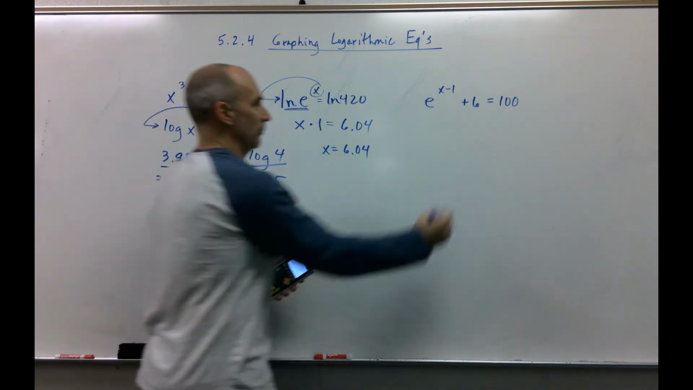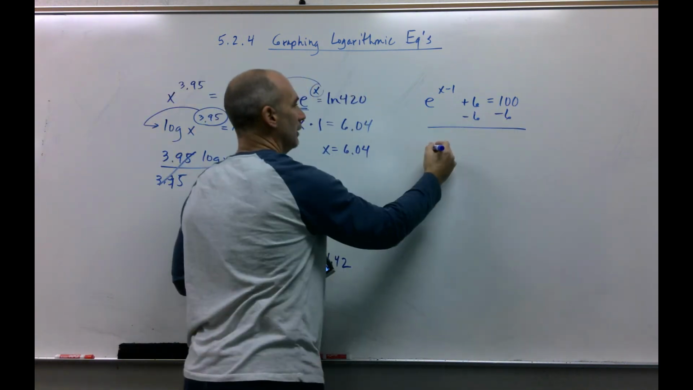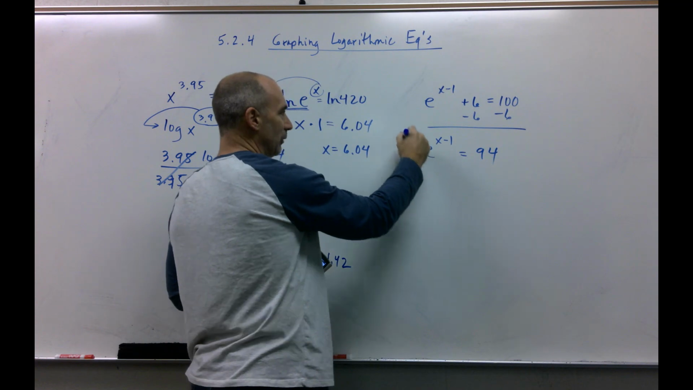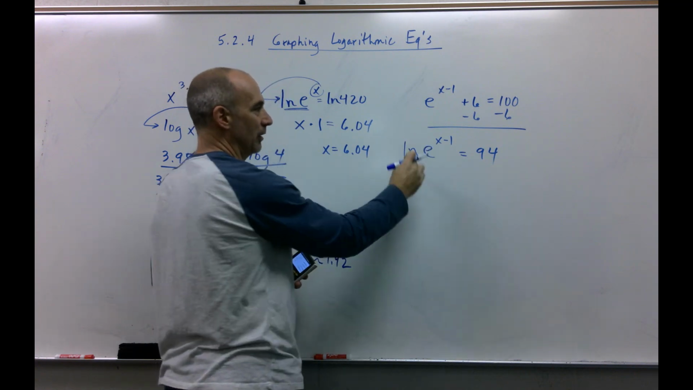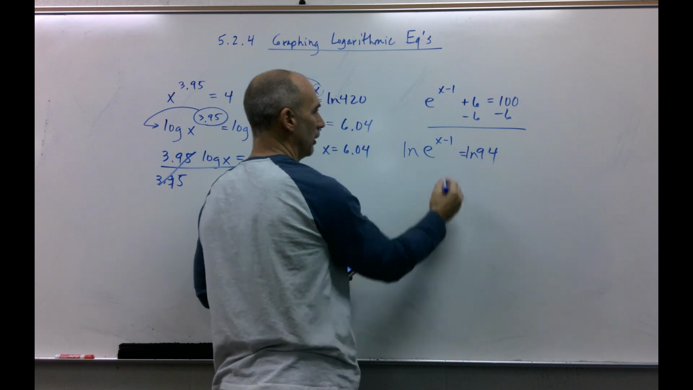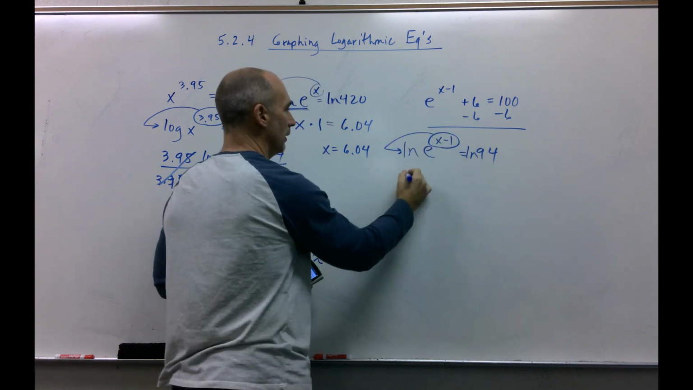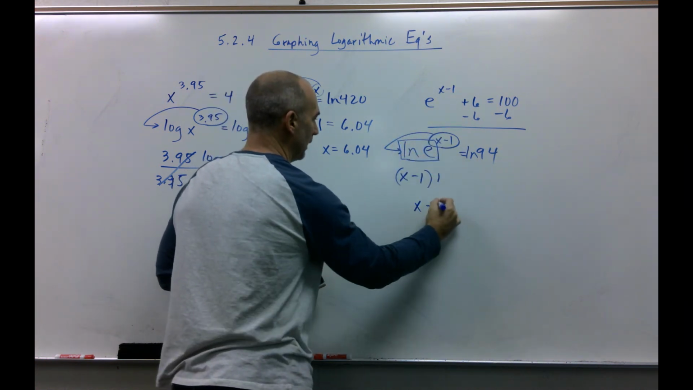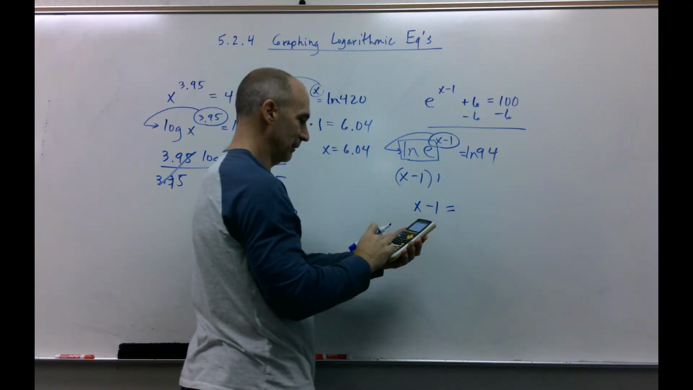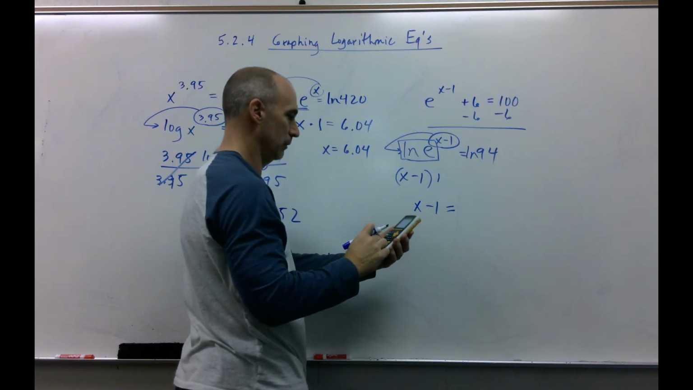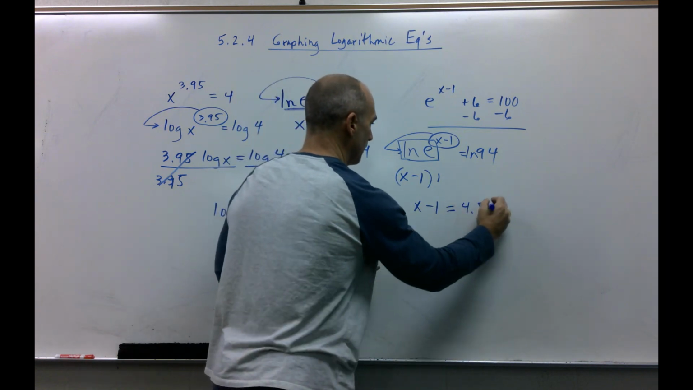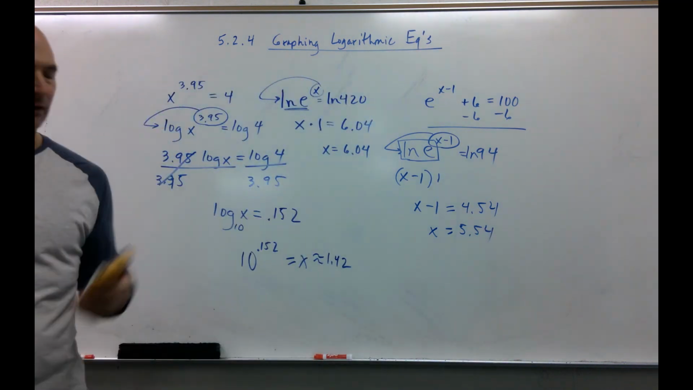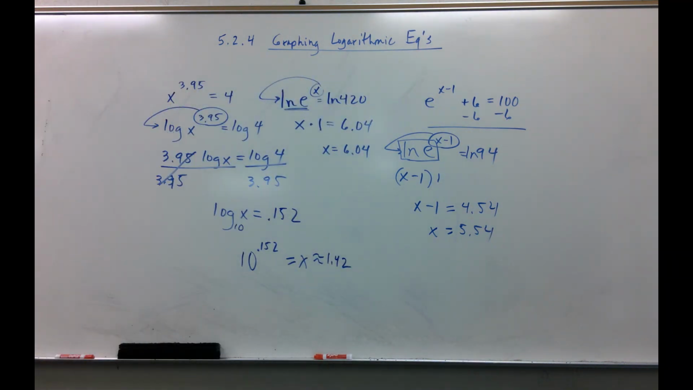How about this one? Subtract 6, subtract 6. e to the x minus 1 power equals 94. Because of that e, we slap a natural log, not a log log, because that works out so much better. You slap a natural log there. Take the exponent, put it in the front. So we technically get x minus 1, natural log of e is 1, so that's just x minus 1 equals, I'm just going to take the natural log of 94, 4.54. Now I've got to add 1, so I get 5.54. So after you do a few of these, you can see the rhythm, and they're not that bad. All right.